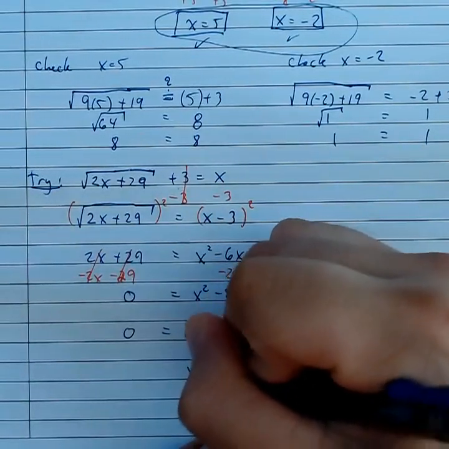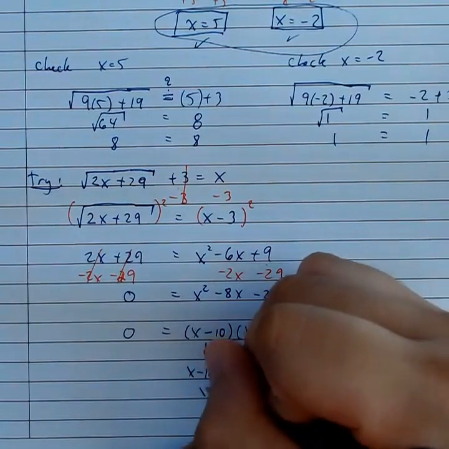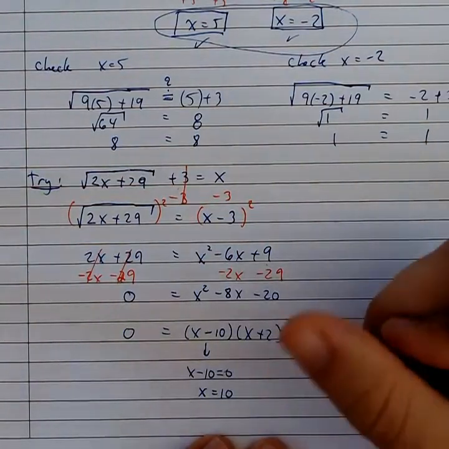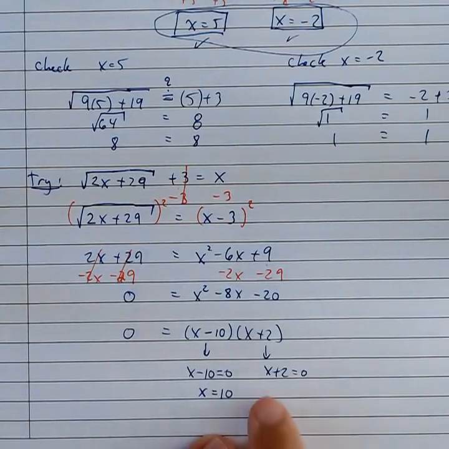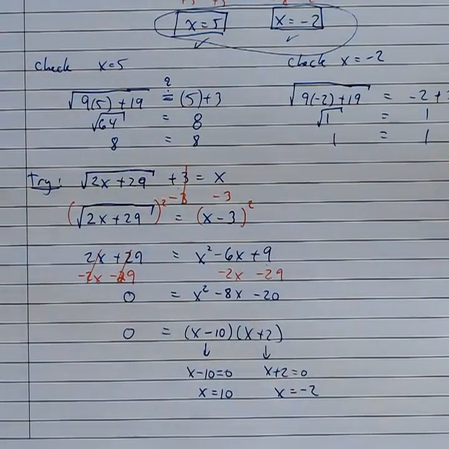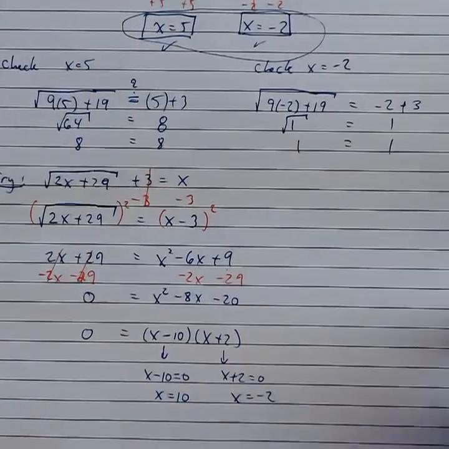And so if x minus 10 is equal to 0, I can add 10 to both sides, and I get x is equal to 10. On the other hand, if I have x plus 2 is equal to 0, I can subtract 2 from either side, and I get x is equal to negative 2. So those are possible solutions. But again, we're not sure if they both work. We have to check them. So to check them, we're going to go back to our original equation and substitute, plug everything back in.